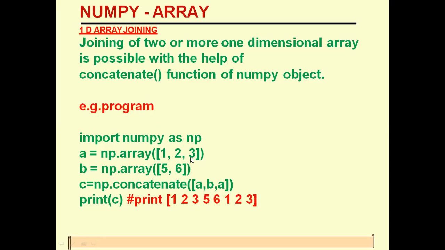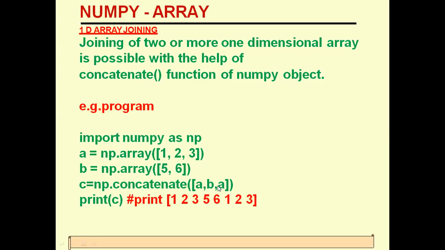Now I have to concatenate both. So for another variable c, I write c equal np.concatenate. Here concatenate is a function which joins the elements of the arrays. So a, b, a. First it will display the values 1, 2, 3. Again b is written. What is the value of b? 5, 6.